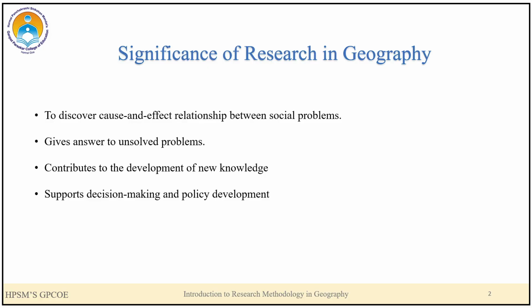Okay, let's see significance of research in geography. It helps to discover cause and effect relationships between social problems. It gives answers to unsolved problems. It contributes to development of new knowledge, that is, research provides new information, ideas and theories that can expand our understanding of a particular subject or phenomena. It supports decision making and policy development. So research provides evidence-based solutions to complex problems and helps decision makers develop effective policies and practices.